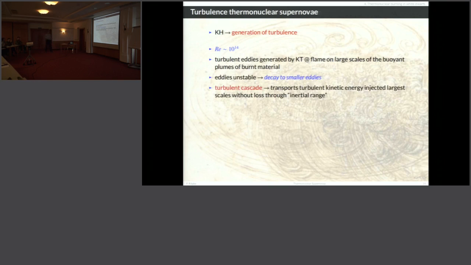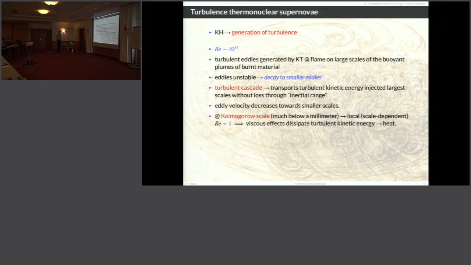So these eddies that are generated by the Kelvin-Helmholtz instability are unstable, and they decay to smaller scales, and in this way a phenomenon forms that's known as the turbulent cascade. So the idea here is that these Kelvin-Helmholtz induced eddies act on large scales. They are unstable, they decay to smaller and smaller scales, and this transports turbulent kinetic energy from the large scale where it's injected by the instability to smaller scales without energy loss through the so-called inertial range. And the eddy velocity, however, decreases towards smaller scales, so that at the Kolmogorov scale, you will find that the local Reynolds number at the small scale, with the small velocities and the small scales, will at some point be 1, and then viscous effects dissipate away the turbulent kinetic energy into heat.